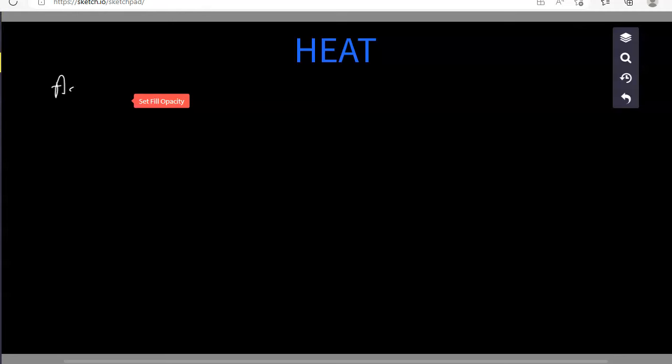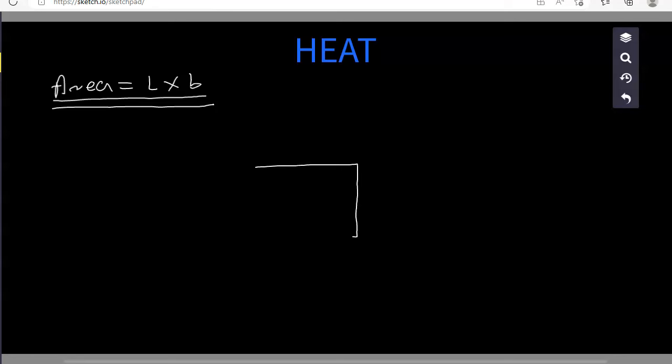We know area is equals to length times breadth. I think by now you already guessed. When we are dealing with area expansion, we are taking into consideration the change in length experienced by the breadth and the change in length experienced by the length. So we will be dealing with something like this. This is our length. And this is our breadth.